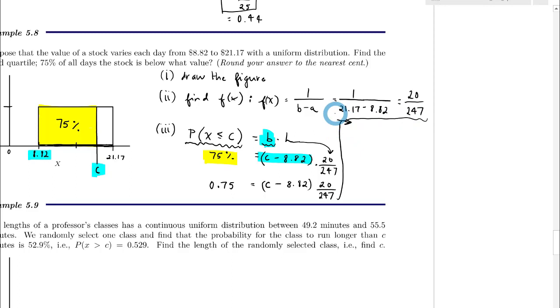Okay. I would multiply by the reciprocal, so it would be 247 over 20 times this left side 0.75 equal to C minus 8.82. And then I could just add 8.82 over to the left side. And then I could get C equal to 247 over 20 times 0.75 plus 8.82. And again, we're going to round to the nearest cent. This should be like a dollar amount.